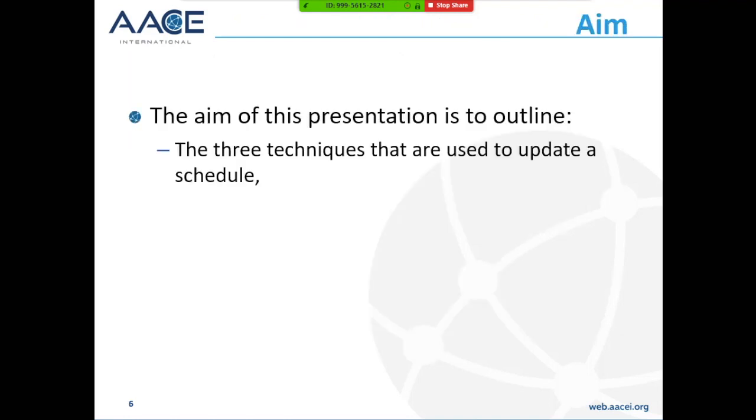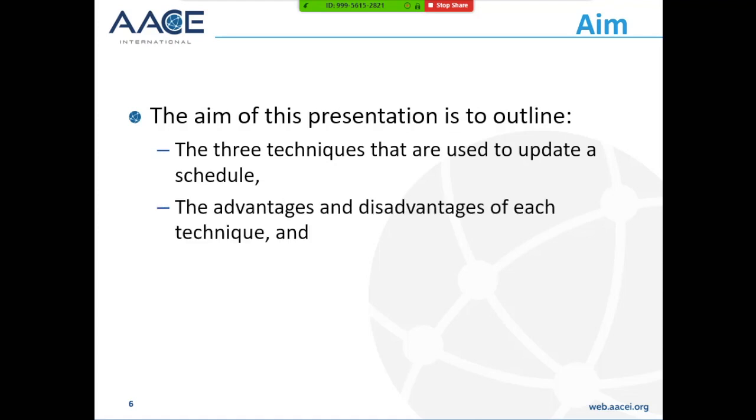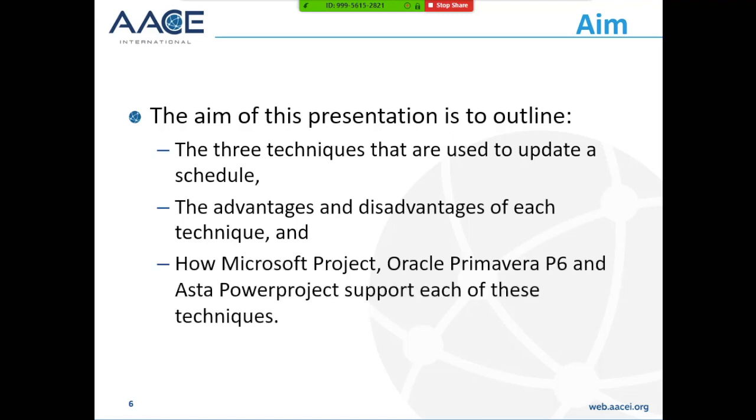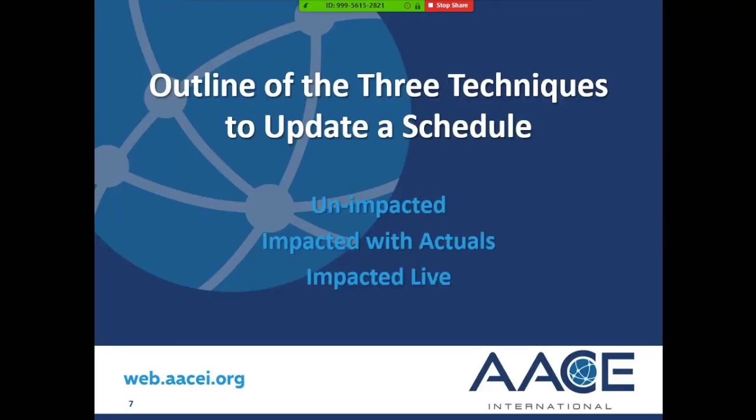The aim of this presentation is to outline the three techniques that are used to update a schedule. I'm going to explain the advantages and disadvantages of each method, and look at how Microsoft Project, Oracle Primavera P6, and Asta Powerproject support each of these techniques. So first of all, I want to outline the three techniques to update a schedule. I'm going to talk about unimpacted, then impacted with actuals and impacted live.